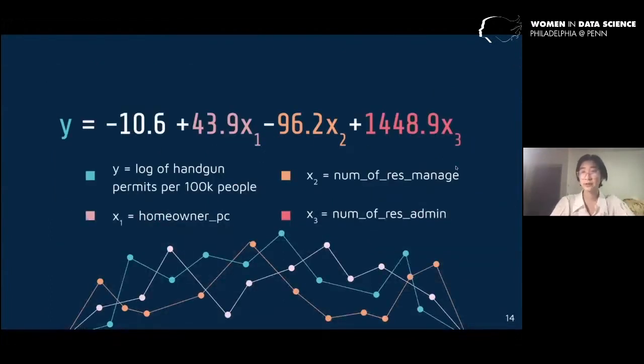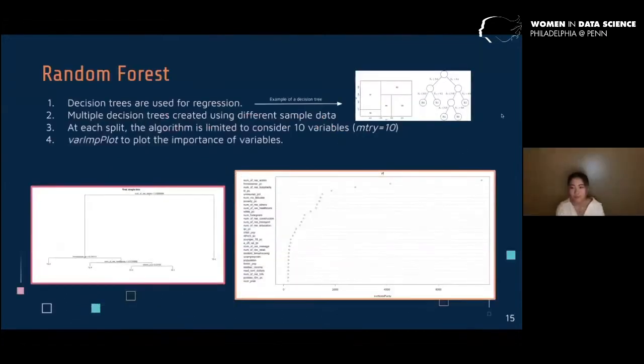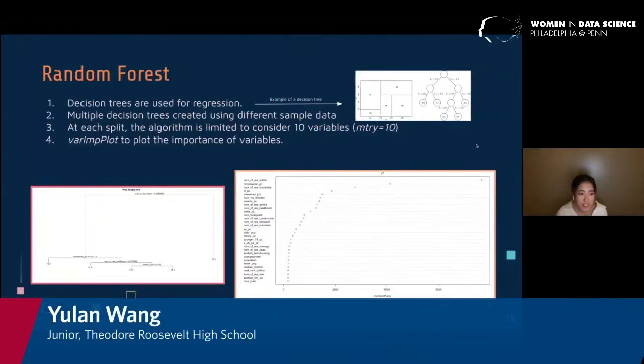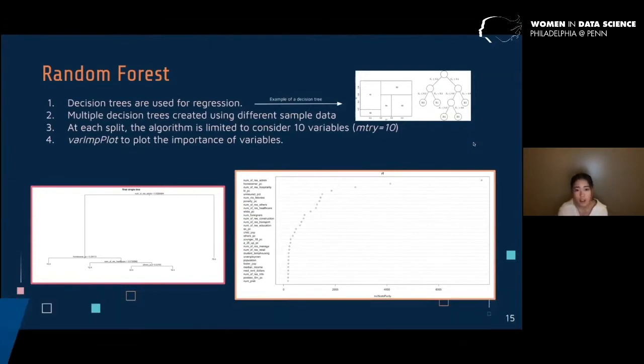Our final linear regression model is shown by this equation, which assigns a linear weight to each of the 3 variables that we were left with. So the second technique we used to analyze our data was random forest.